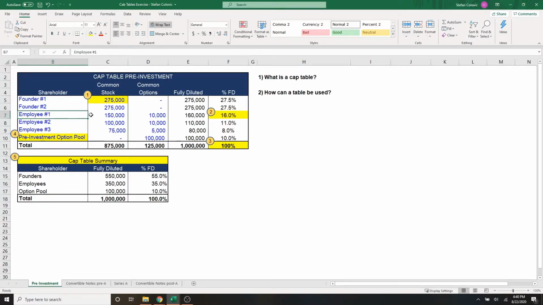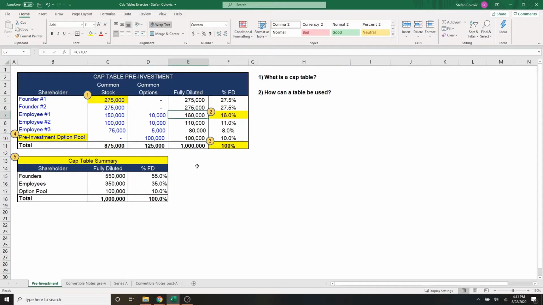In the case of employee 1, they have 150,000 shares of common stock, but they also have common options. And as we talked about, that doesn't necessarily give them ownership today, but if they do like to pay the company at some point in the future to exercise these options, they would be eligible to receive an additional 10,000 shares. And that's really what this fully diluted column means: what's your ownership in the company today, and then how many options could you theoretically exercise to give you your maximum potential ownership given your current employment contract.